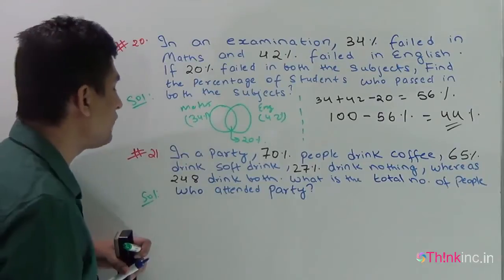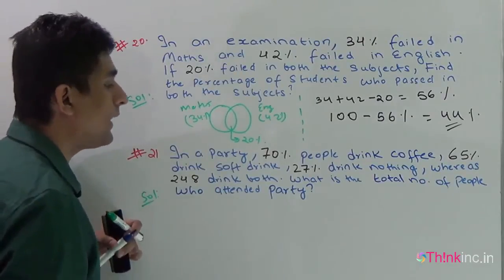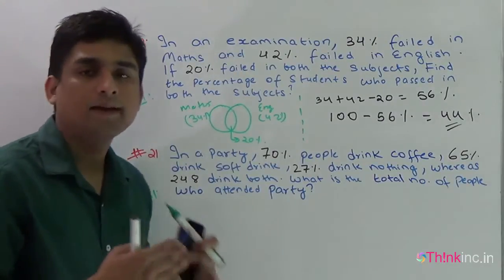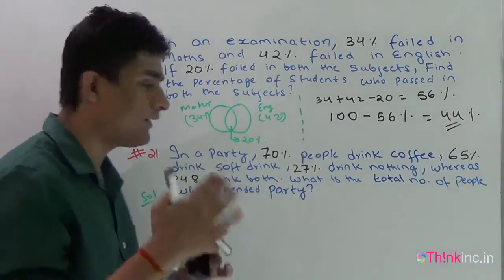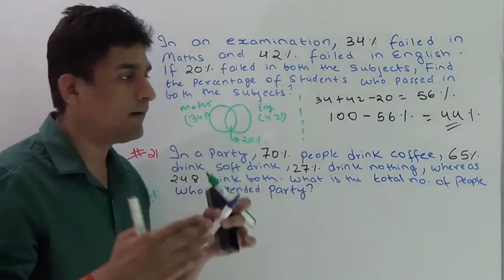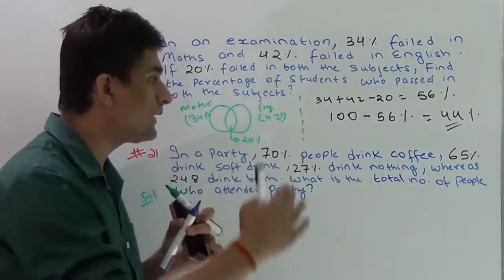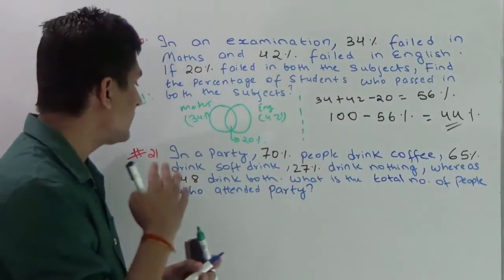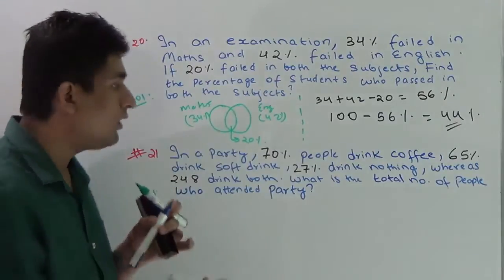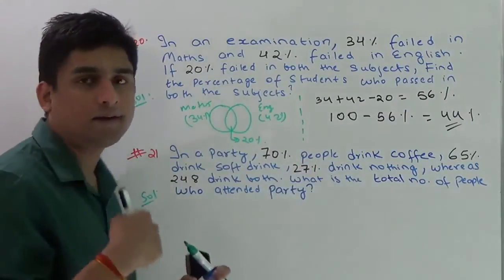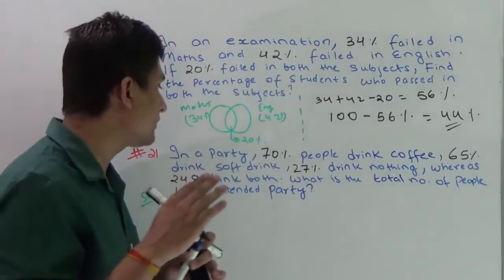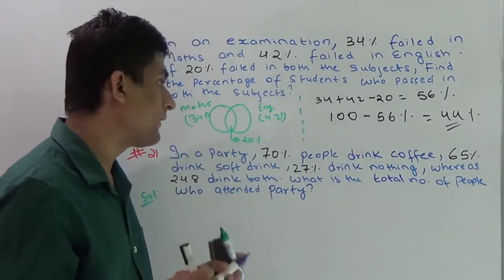What is the total number of the people who attended the party? The question says there is a party going on, in which 70% of the people drink coffee, and 65% of the people drink soft drink, and it is given that 27% of the people drink nothing. That means not coffee and not even soft drink.